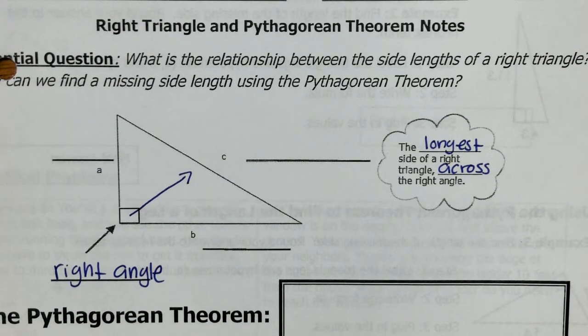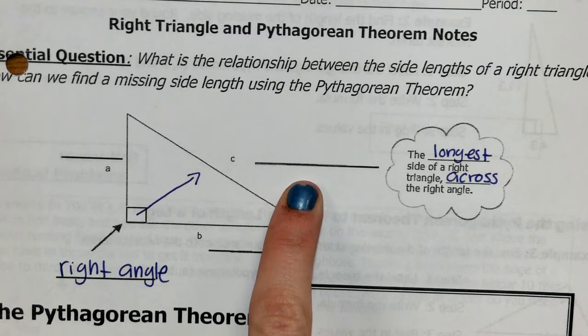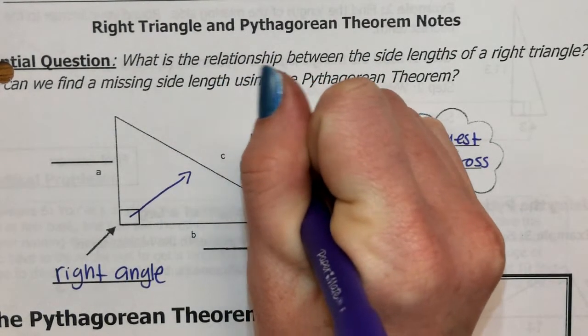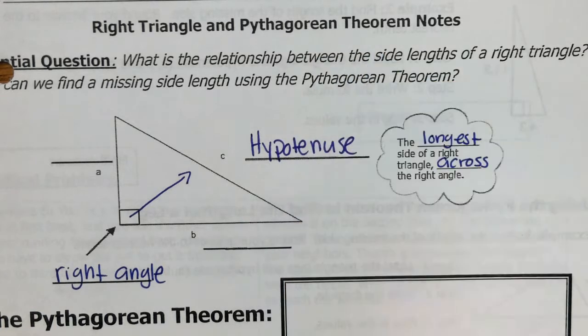The longest side of a right triangle is always across from the right angle. Can someone raise your hand and tell me what that side is called? It's called the longest side. Nope. Chris? The hypotenuse. So, the hypotenuse of a right triangle is the longest side across from the right angle.